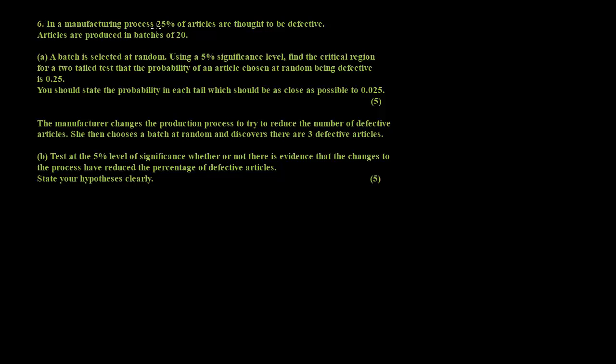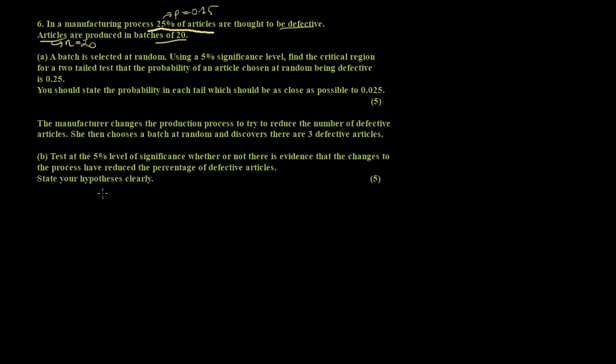In a manufacturing process, 25% of articles are thought to be defective. So we have a percentage, a probability. Articles are produced in batches of 20. So when we have articles, we think of n, so n equals 20. And when we think about the probability of the article to be defective, p equals 0.25. So that's how it works.